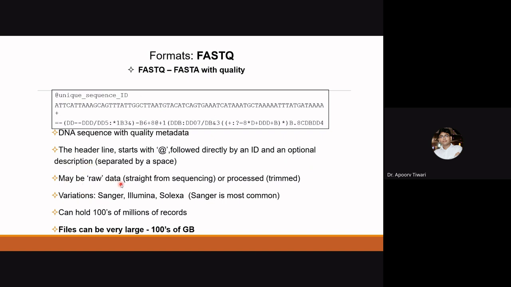It may be raw data straight from the sequencing or processed, trimmed data. So there may be some variation, like Sanger sequencing, Illumina sequencing. A particular sequencer has some variation. It can hold hundreds of millions of records. It can be very large also, like 100 GB of data in FASTQ format.